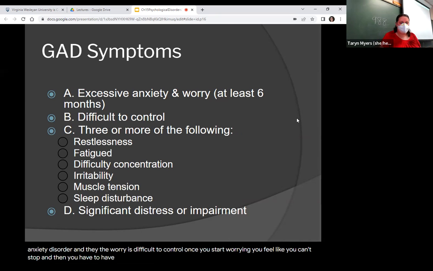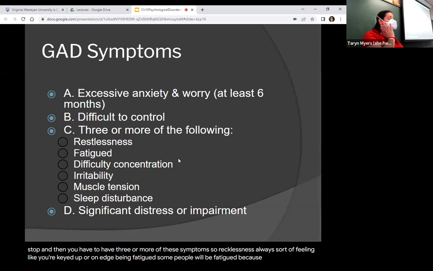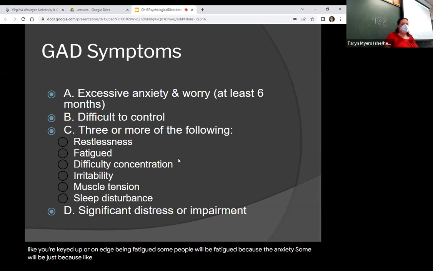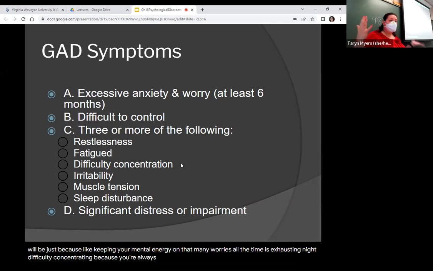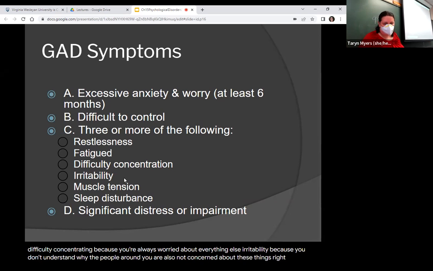And then you have to have 3 or more of these symptoms. So restlessness, always sort of feeling like you're keyed up or on edge, being fatigued. Some people will be fatigued because the anxiety will keep them up at night. And some will be just because keeping your mental energy on that many worries all the time is exhausting, right? Difficulty concentrating because you're always worried about everything else. Irritability because you don't understand why the people around you are also not concerned about these things, right?